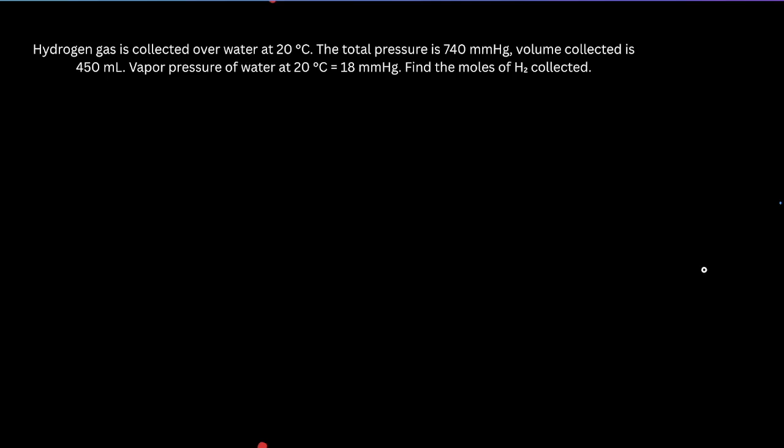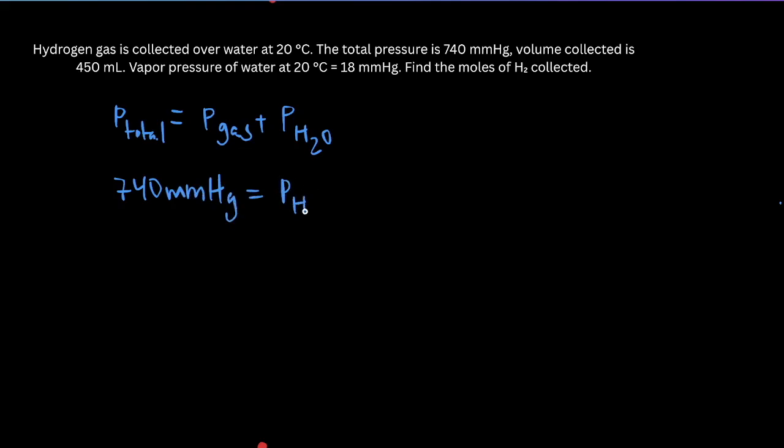All right, so before we get to the moles part, let's just first figure out how much hydrogen exactly that we're dealing with. And we know that we can do this by just taking our total pressure, which is provided to us, and we know it to be the pressure of the gas plus the pressure of the water vapor. And so we know that our total pressure here is 740, which is going to be the pressure of our hydrogen gas plus our water vapor, which again we see at 20 degrees Celsius exerts a pressure of 18 millimeters of mercury.